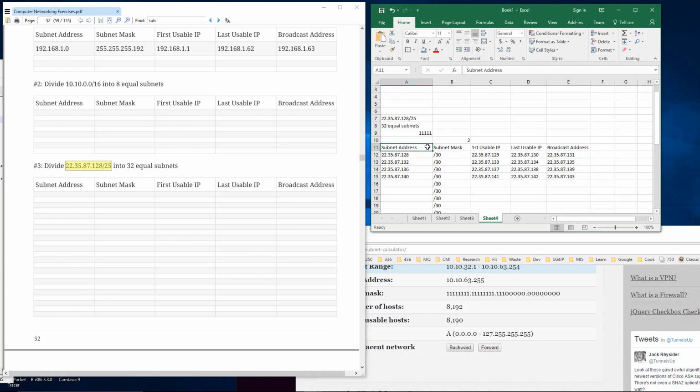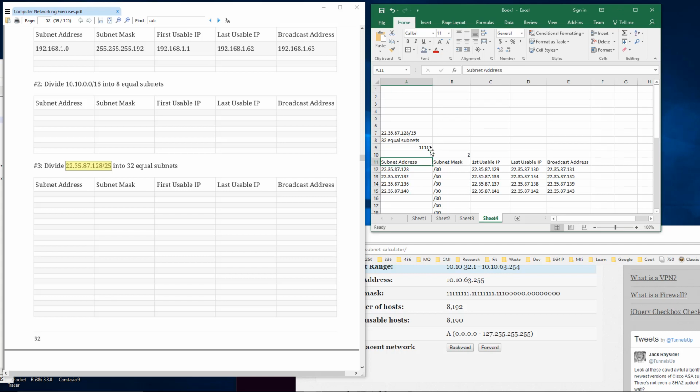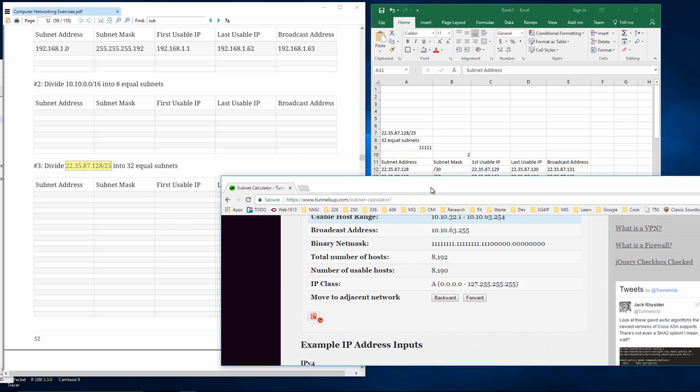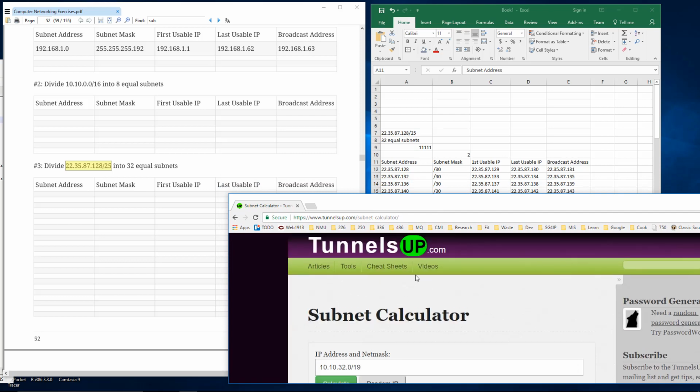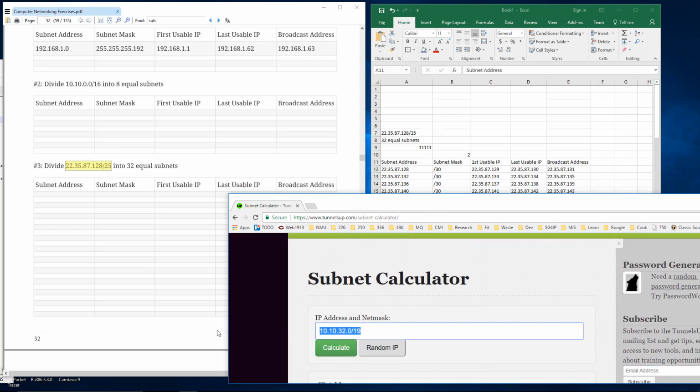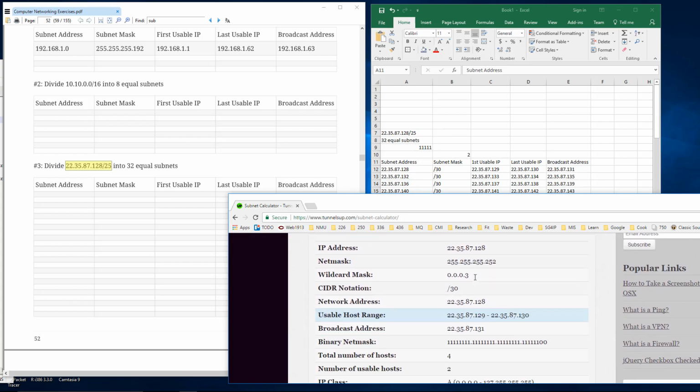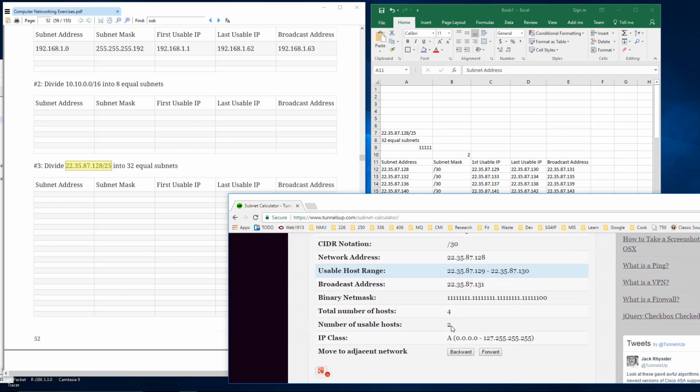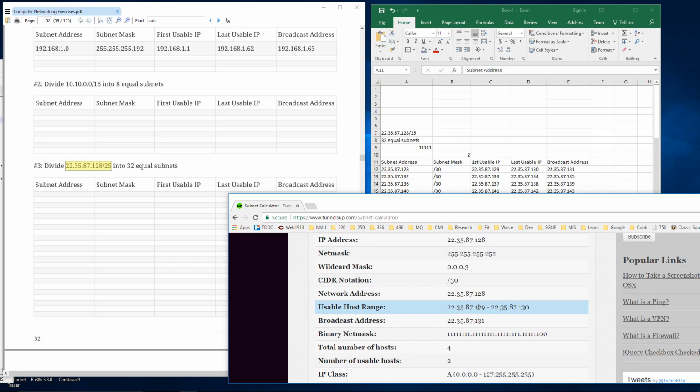But that's how we enumerate subnets. Hope this video was useful. Just practice going through enumerating subnets. Use the calculator to check your work. Make sure you're doing it correctly. Like I can take this one, 22.35.87.128/30. So I do have the correct number of usable hosts, only 2. My numbers check out, everything looks right.